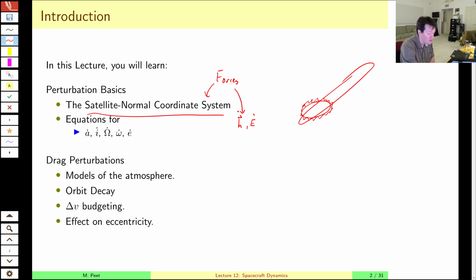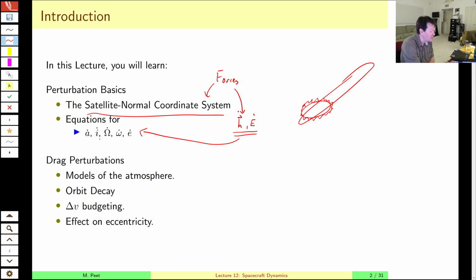Put a dot here, right? So how those change with time, and then we're going to stick with these conserved quantities, the angular momentum and the energy. And we'll just talk about how they change with time in sort of this quasi-steady state manner. And then we'll talk about how those changes in angular momentum vector and angular momentum magnitude change the orbital elements.